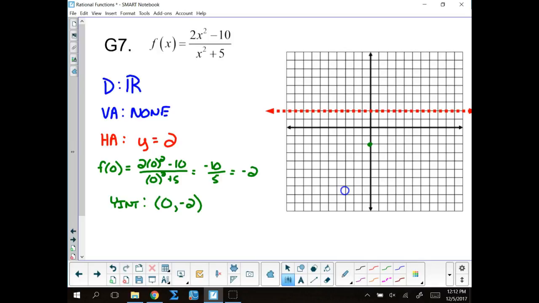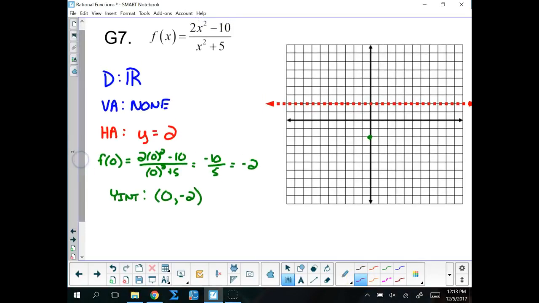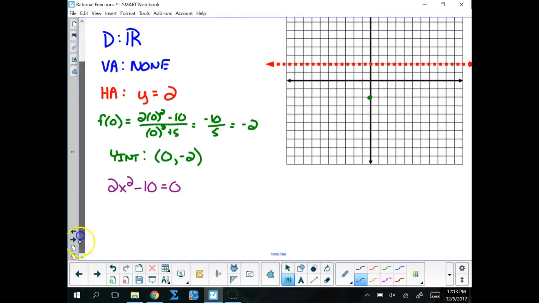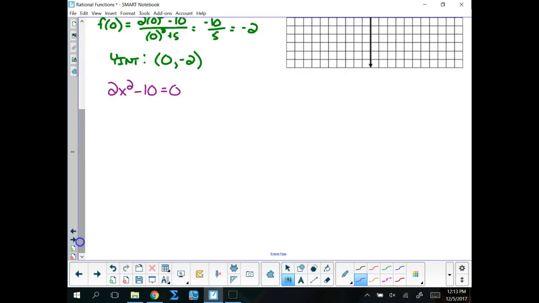X-intercepts. How do I find my x-intercepts? Set the top equal to 0. So 2x squared minus 10 equals 0. How am I going to solve 2x squared minus 10 equals 0? Add 10 to both sides. Then divide by 2. Then I get x equals plus or minus the square root of 5.